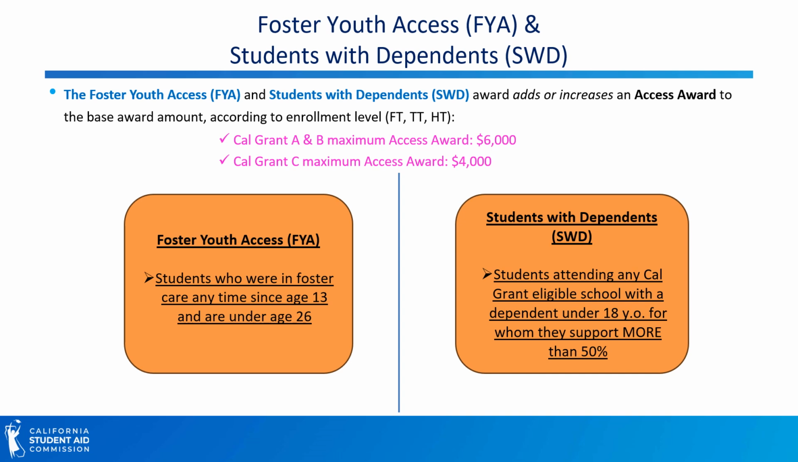Students who qualify for both the Foster Youth Access Award and the Cal Grant for Students with Dependents will be auto-selected for the Foster Youth Access Award. Students with the Foster Youth Access Award who age out after they turn 26 may be eligible for the Students with Dependents Award if they have a dependent child under 18 and provide more than half of their support.